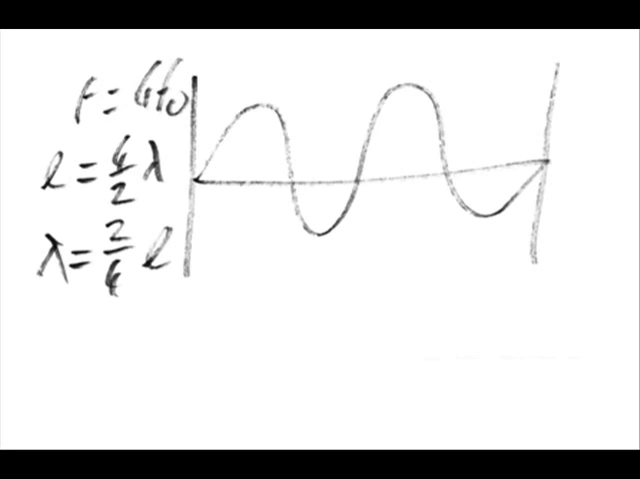The next harmonic has two waves on the string, so the length of the string equals one wavelength. The wavelength equals one string length. The frequency of this standing wave is twice that of the fundamental frequency, and so we can say that F1 equals twice F0. The next standing wave has three waves on it. The length of string has 1.5 waves on it, or 3/2 wavelengths. The wavelength of the wave is 2/3 of the length of the string. The frequency of the wave is 3 times that of the fundamental frequency.